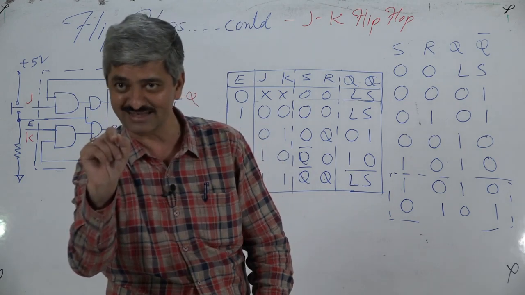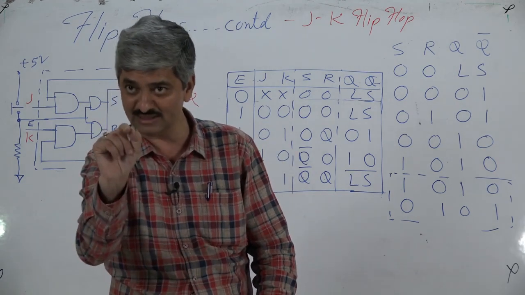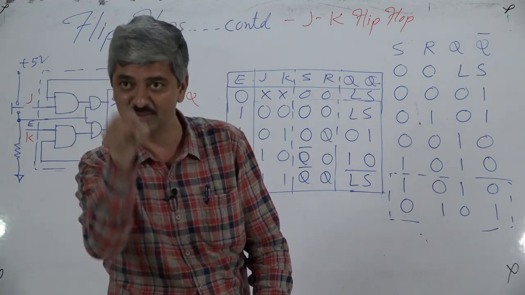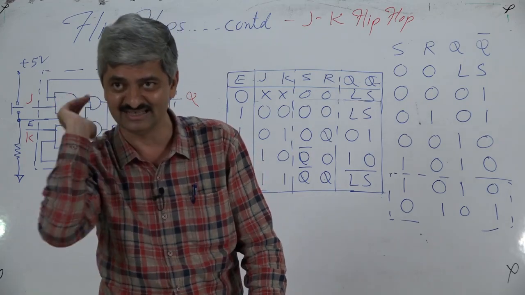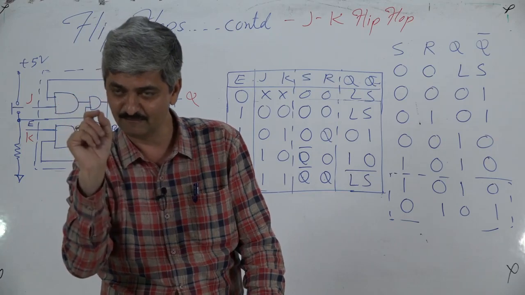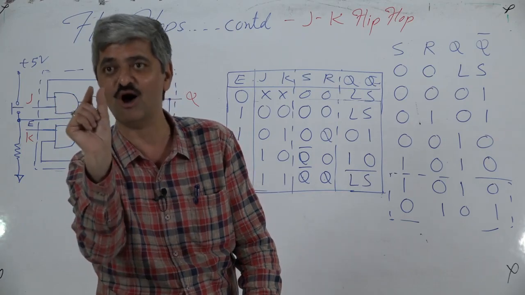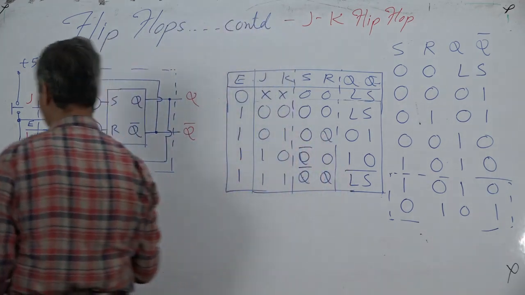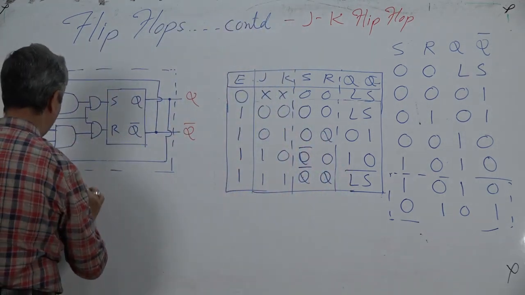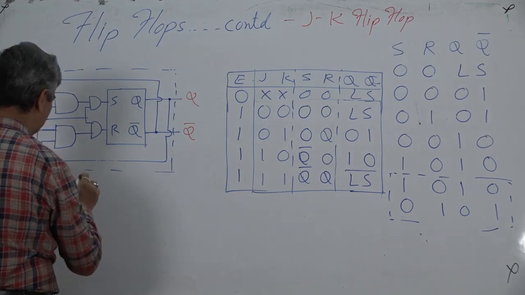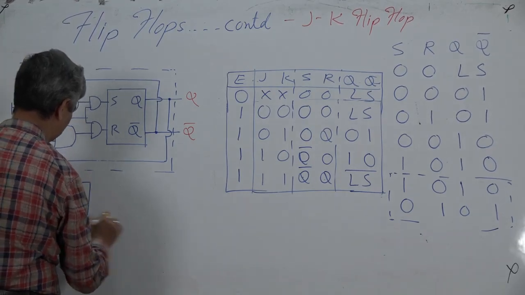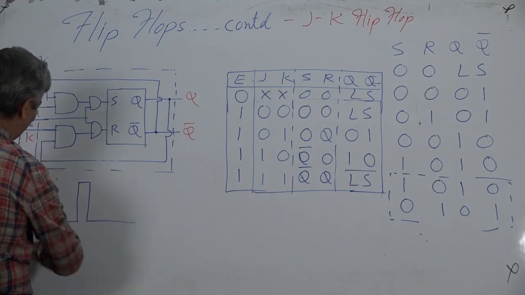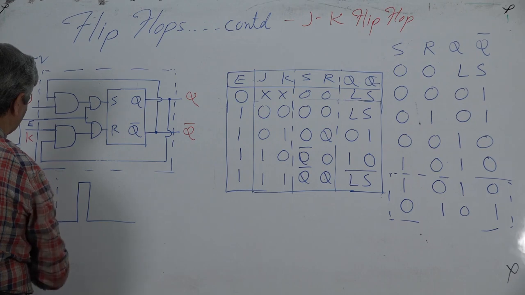When I press the switch once, it is a press switch, not a switch like this, just like a doorbell switch. I press and release. So, it would be 1 for a very small time. When I press the switch, I will be giving a small pulse here. I will generate this using a clock later on. So, at E, I will be giving such a small pulse.